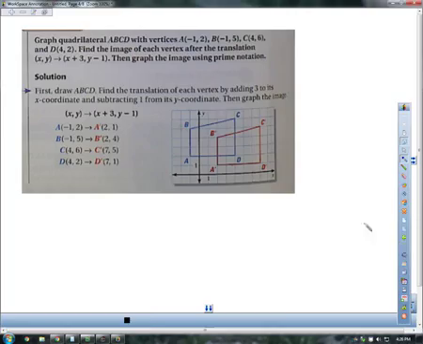So example 1 in the book says, graph the quadrilateral ABC with vertices given. Find the image of the vertex after the translation. This part you've already seen before. So that means I'm going to move it right 3, down 1. So I take each point, move it over 3, down 1. And that slides the whole figure. This part should not be new. We've talked about it even. Not a big deal. Okay?